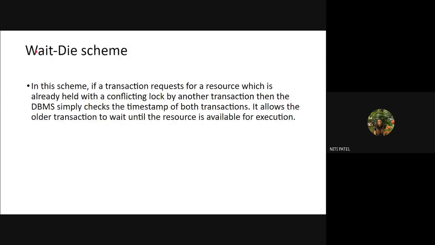Okay, now let us see that. In this scheme, if a transaction requests a resource which is already held with a conflicting lock by another transaction, that means transaction T1 needs a lock on a data item which is already given to some other transaction, then what will the DBMS do? It will simply check the timestamp of both the transactions.